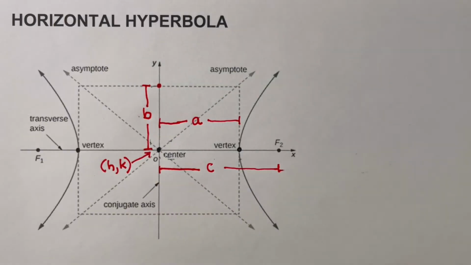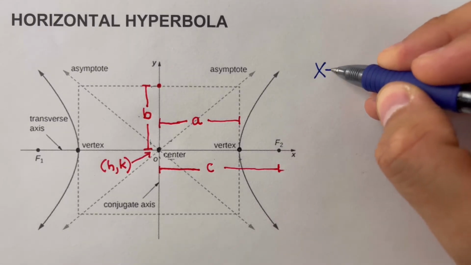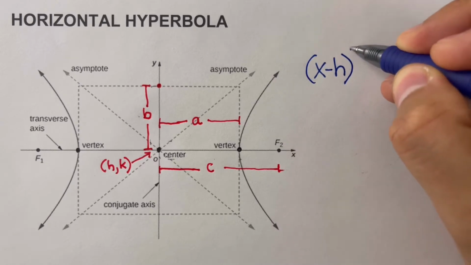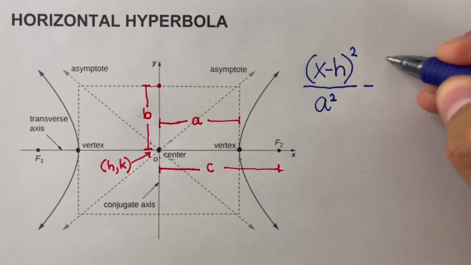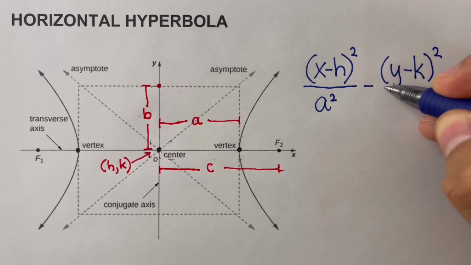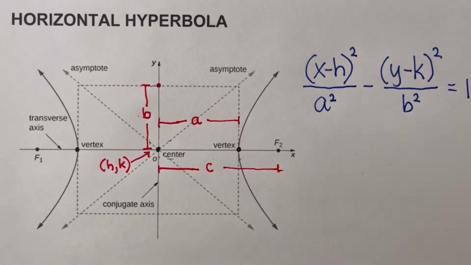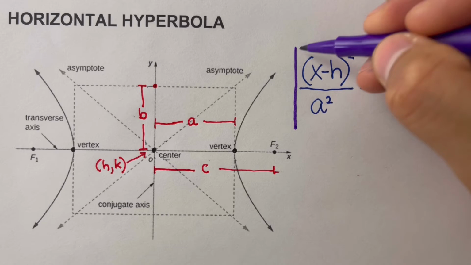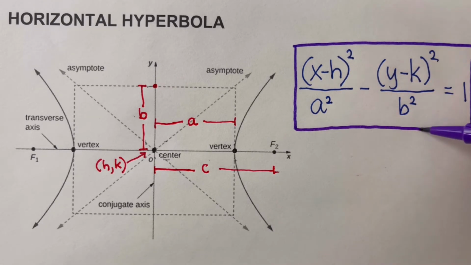Now, we can go ahead and write the equation of this horizontal hyperbola, and this is represented as (x minus h) squared over a squared, minus (y minus k) squared over b squared, is equal to 1. This is the standard form of a horizontal hyperbola. So I'm just going to put this inside the box. So this is the equation for the horizontal hyperbola.